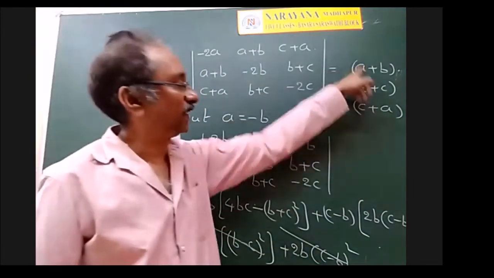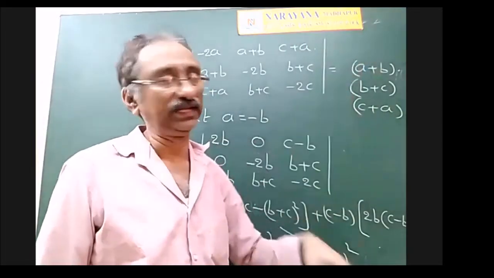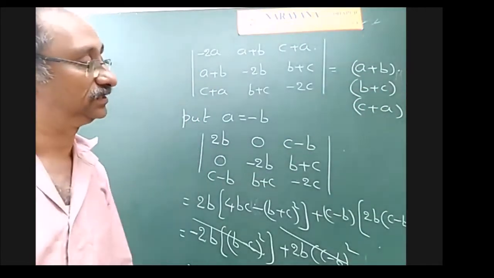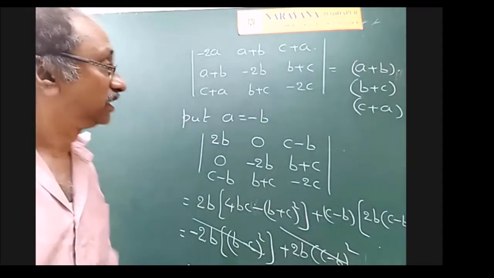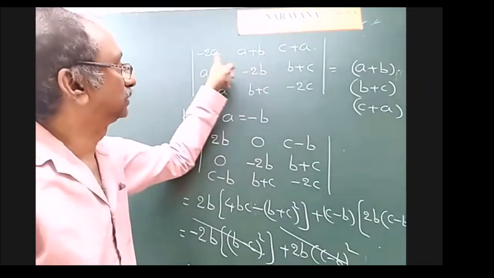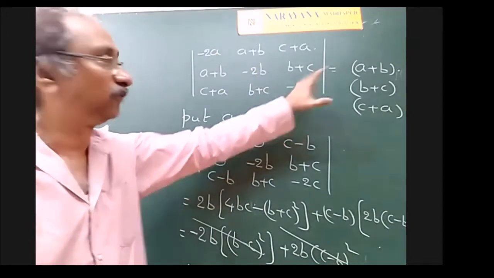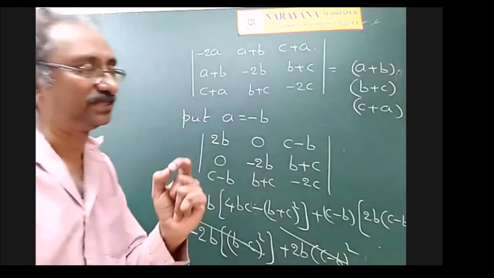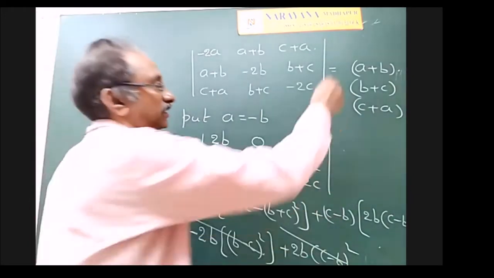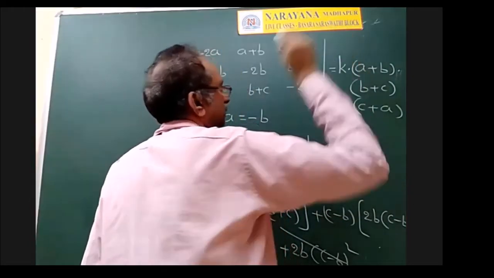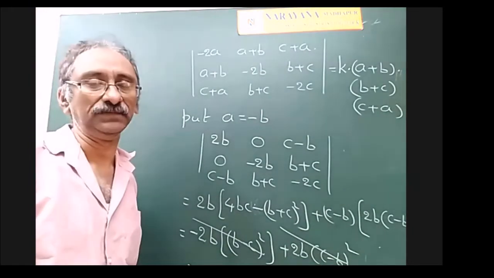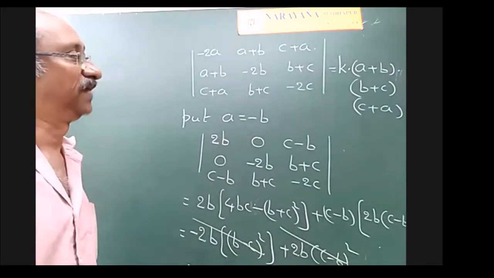If you multiply them, you will get third degree terms, like a square b, a square c, abc. So it is also a third degree expression. Therefore, the variable terms are over. So if at all it exists, there must be some constant. Suppose the constant is k. So k into a plus b into b plus c into c plus a. And now we have to find that k.